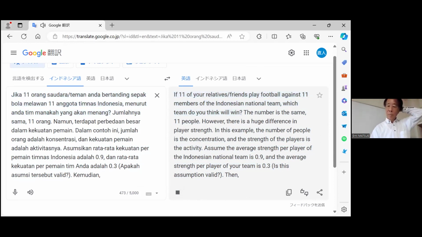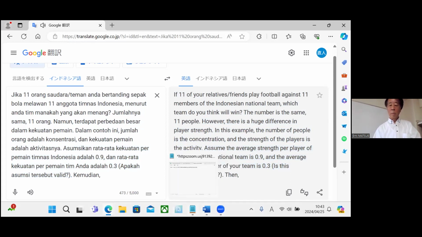The number is the same, 11 people. However, there is a huge difference in player strength. In this example, the number of people is the concentration, and the strength of the players is the activity. Assume the average strength per player of the Indonesian national team is 0.9, and the average strength per player of your team is 0.3. Is this assumption valid?